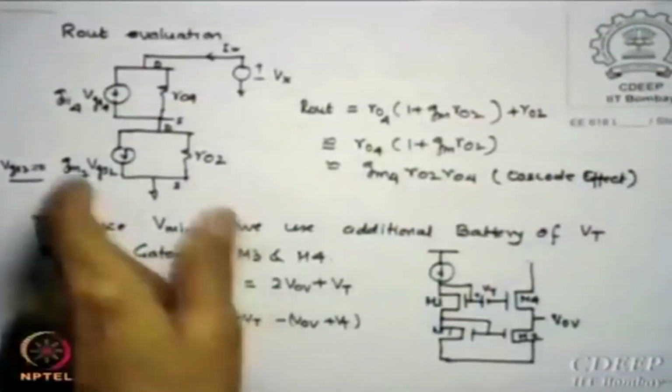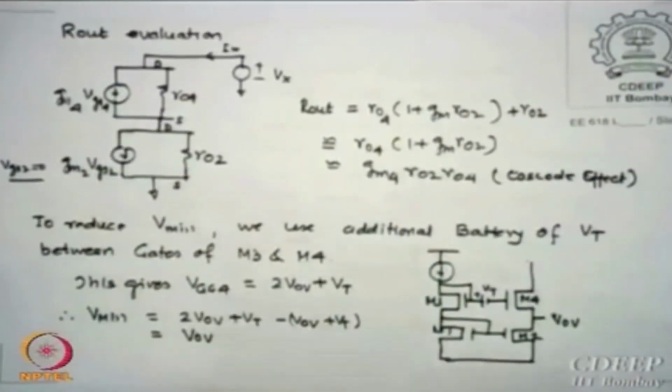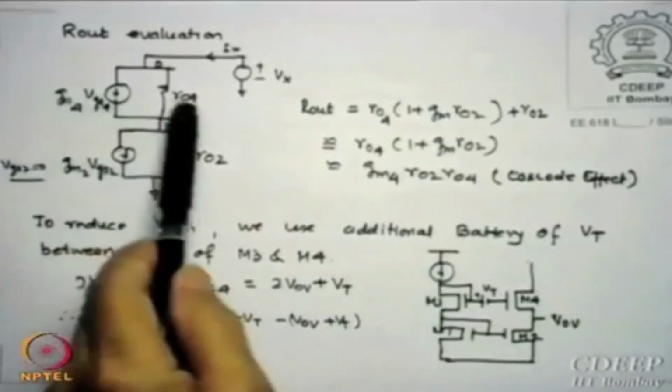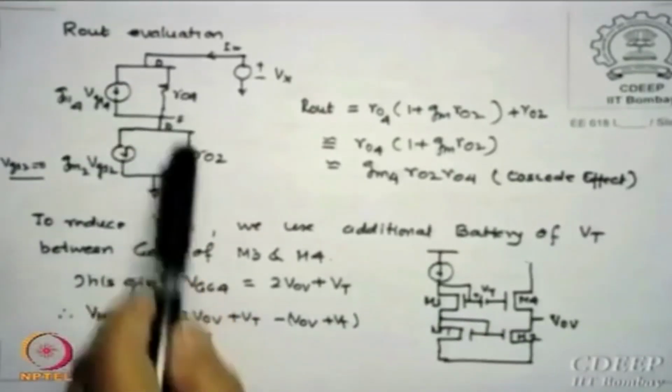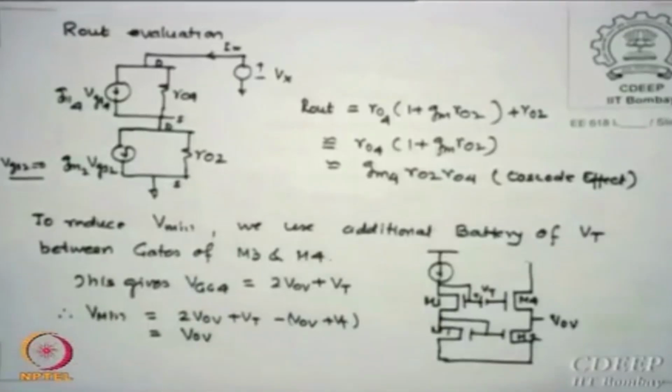Now I can do this without going into details, but as we have already done it, we can do the RO calculation by putting gm VA4 here, RO4 in parallel with gm VGS2, as you said, both being in saturation.